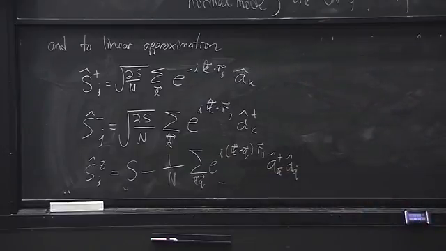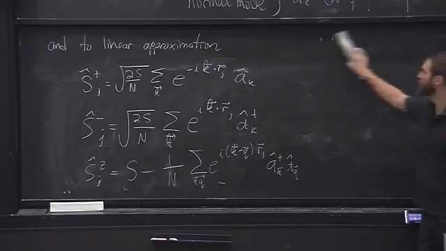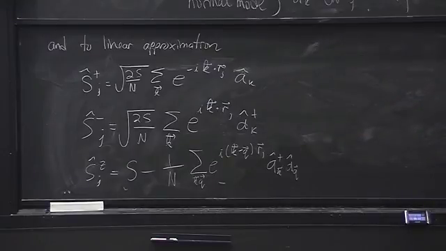Okay, so I've thrown out all those higher order terms that you would get from expanding the square root. What's wrong with this for spin 1/2? S equals 1/2.